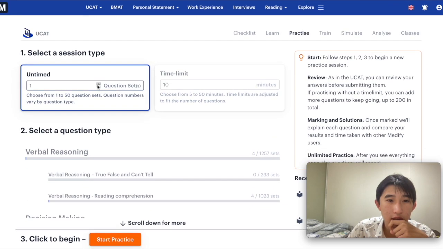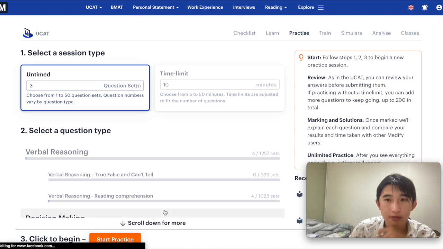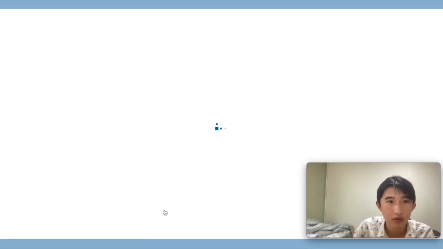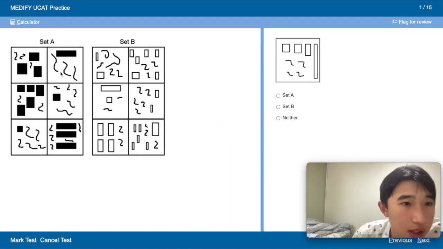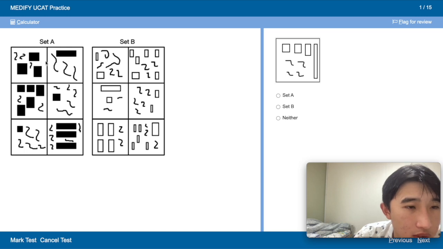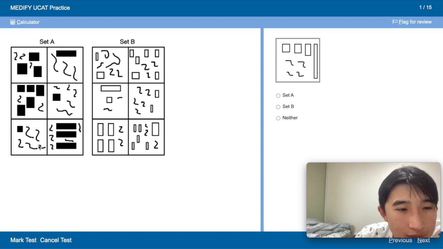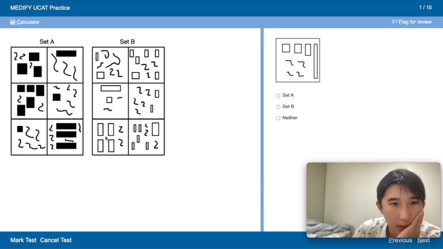Abstract reasoning, I'll just do three sets and see how it goes. I'm not good at this section at all. Right, three squares, three lines, one square, three lines, five, and then two lines. Okay, it's three rectangles, five. Five and one square. Okay, let's look at set B.